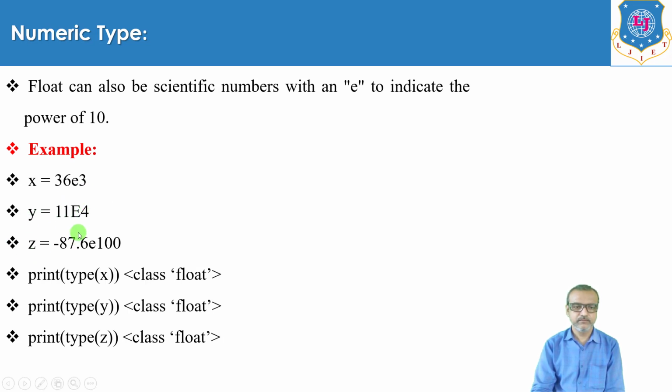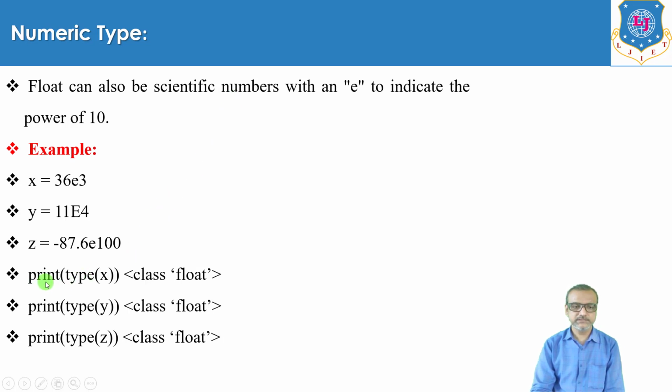Then, z equals minus 87.6e100. So what is the meaning of this one? This is minus 87.6 multiplied by 10 raised to 100. This is also another way to create float numbers. This is nothing but the scientific method to show the float numbers.